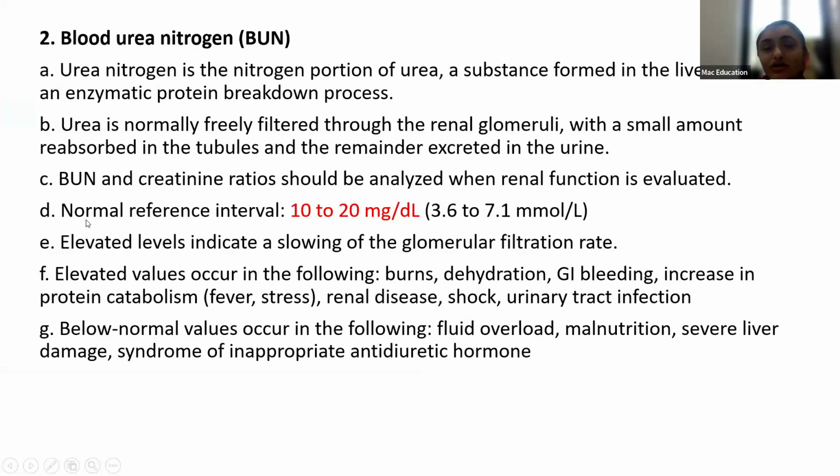Then the next blood test for renal studies is BUN. Can BUN directly suggest renal function? No, because it is not the only cause for high levels of BUN. There are many more causes, so we should always analyze the BUN and creatinine ratio. The normal range of BUN is 10 to 20 mg per dL. In which conditions the BUN becomes high or low, we have studied.